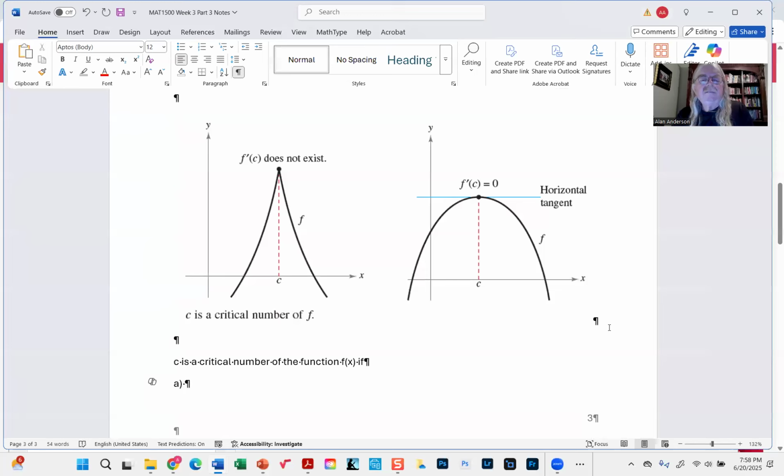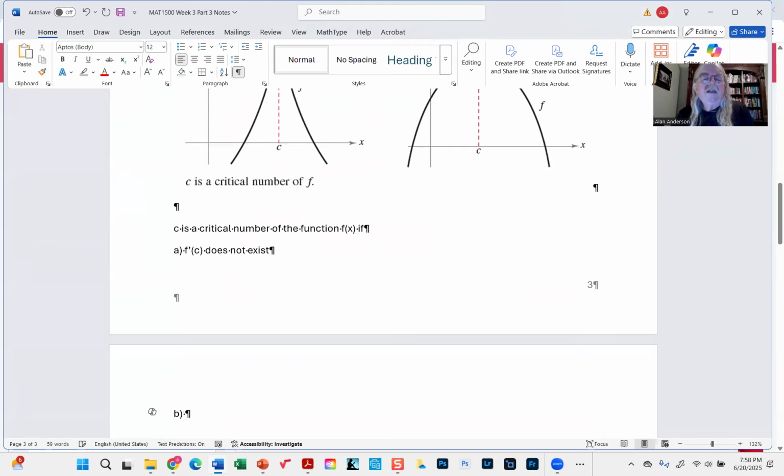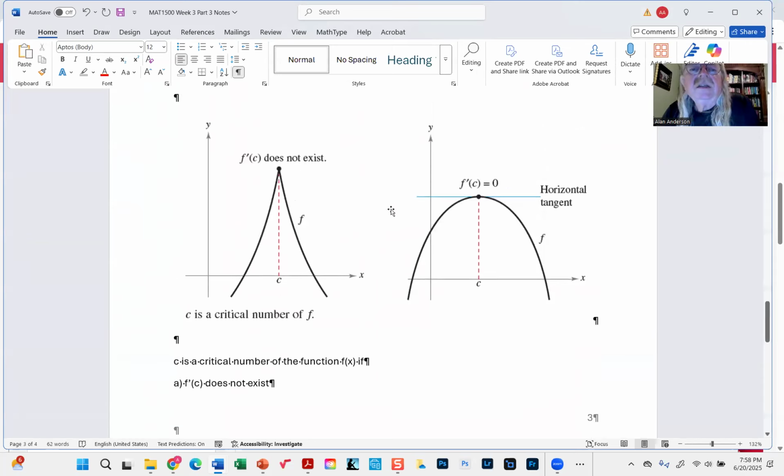A, f prime of c does not exist, or B, f prime of c equals 0. Okay, so now you can see here we have a sharp break, which means the derivative does not exist at that point. And so that c is called a critical number. It's a candidate, think of it as, for possibly being a relative maximum or minimum. And then over here on the right, you can see that at c, the tangent line is horizontal or flat, which means that the slope is 0, which means they both qualify as critical numbers.